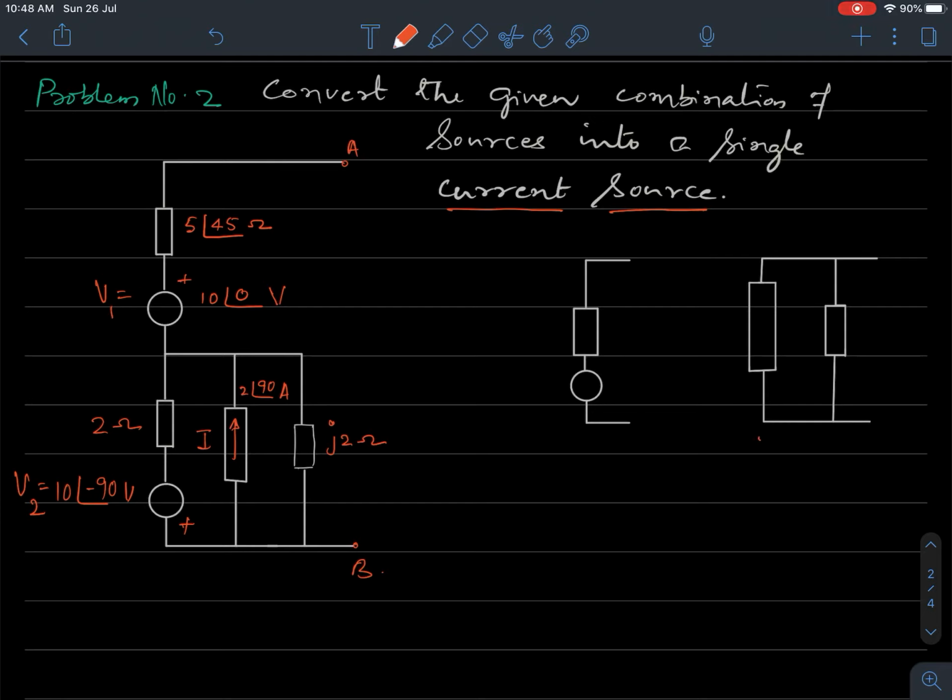How will a current source look? This is how a current source looks. This current source has an arrow either up or down depending upon the polarity. Now I'll simply show the upward arrow. This is its internal impedance. This is the current IS. Let us say this is the internal impedance of the source. This is our current source.